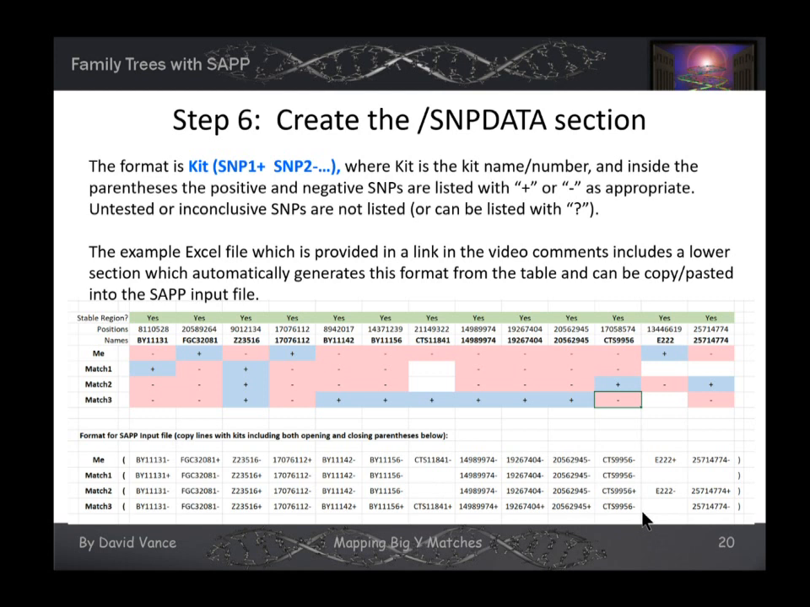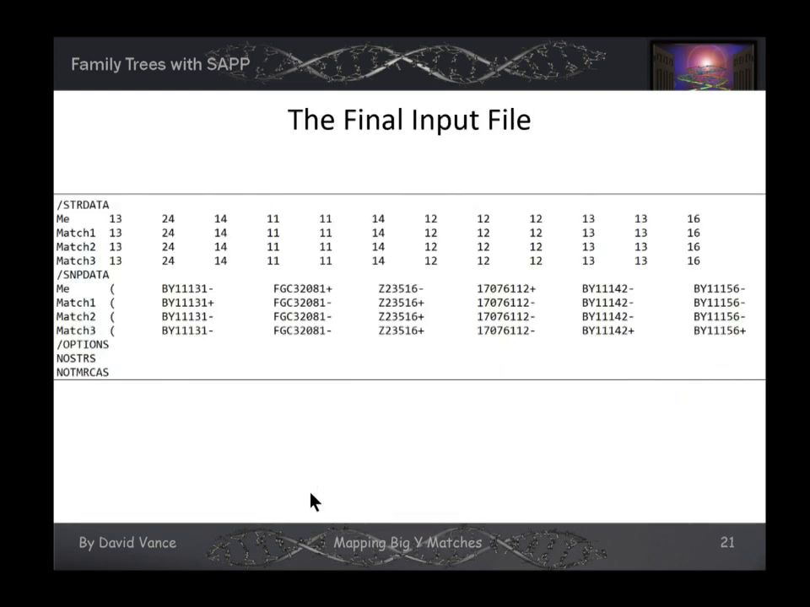Again, I have this spreadsheet linked, so you can use this if you want. If you don't have this, you can simply create these lines based on this table. It's not that hard to do. But the automated way helps me to simply copy and paste these into the SAPP file. If I do that, I get the final input file, which I've truncated here. It doesn't show all of the SNPs, but it essentially has the same STR data section that I talked about, the same options section that I talked about below, and then the SNP data section is simply my copy and paste from my Excel file that shows all of those.